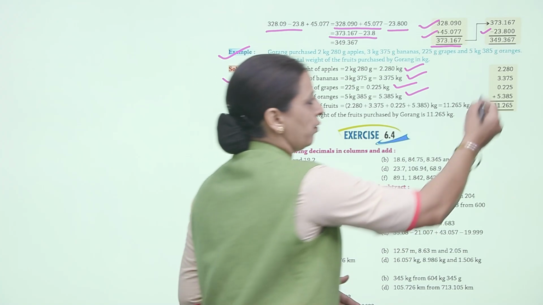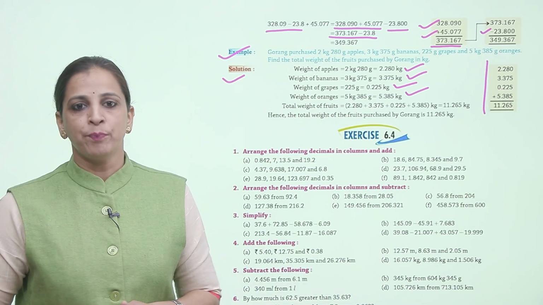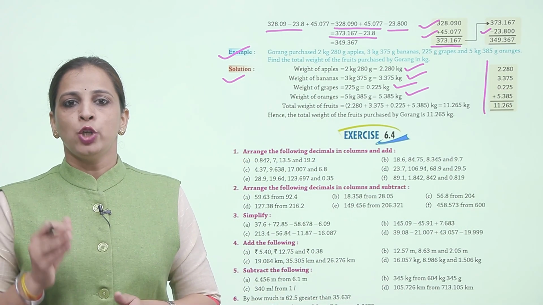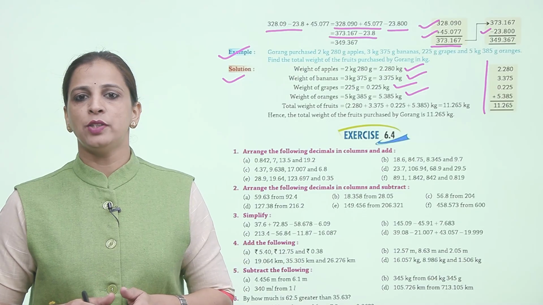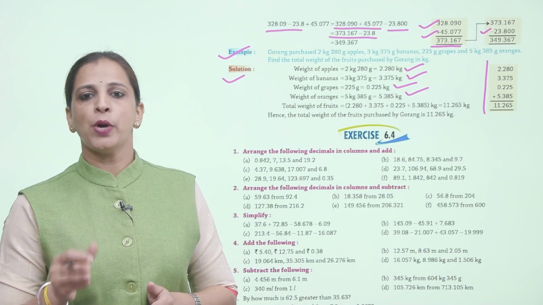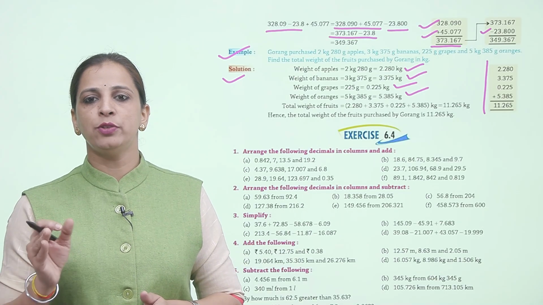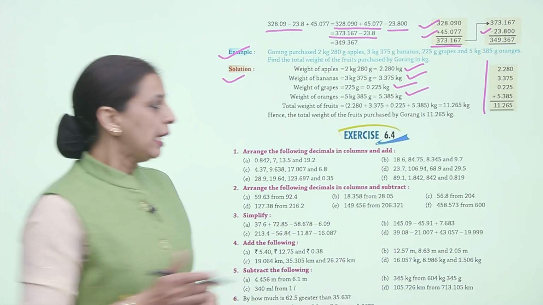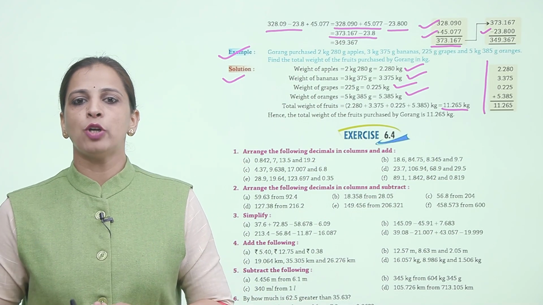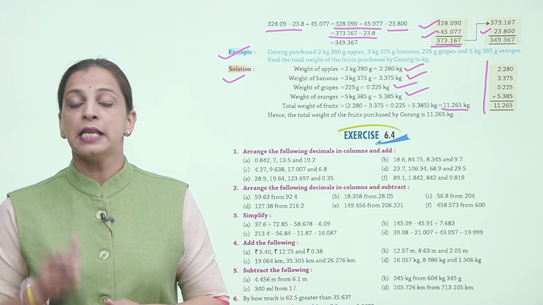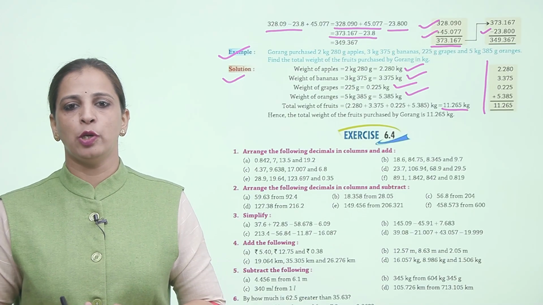We arranged all in column form and added. Total weight of fruits is 2.280 plus 3.375 plus 0.225 plus 5.385 kilogram, which becomes 11.265 kilograms. Hence, the total weight of the fruits purchased by Gorang is 11.265 kilogram.